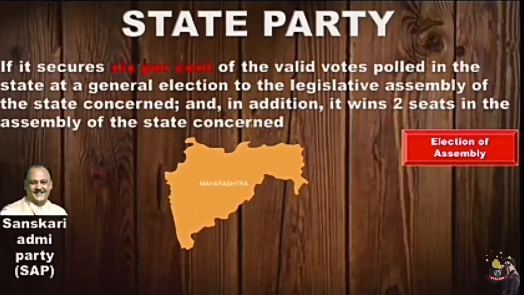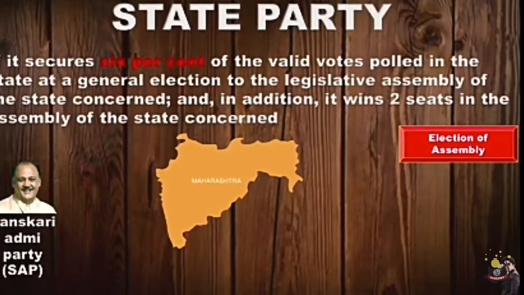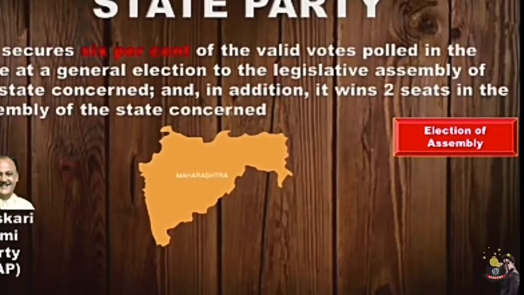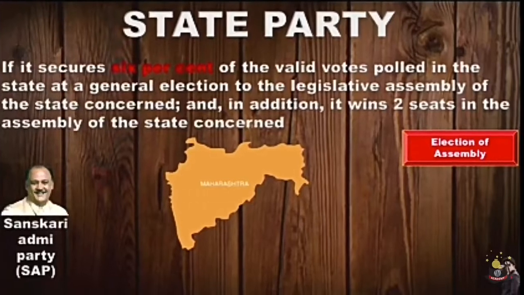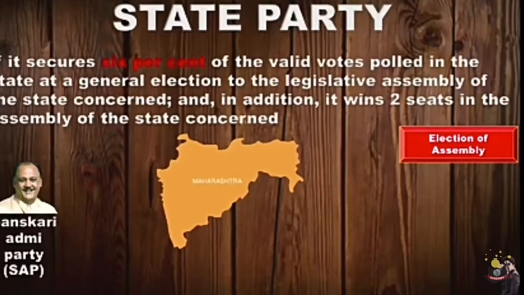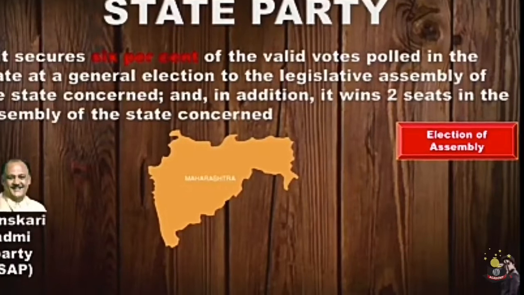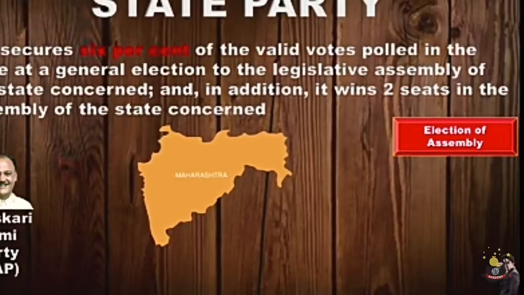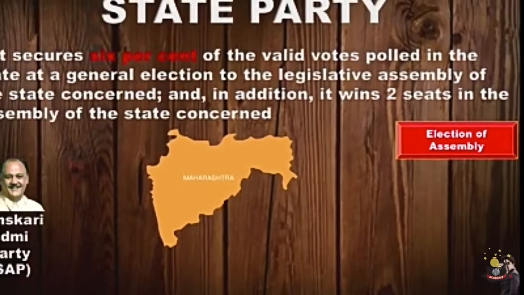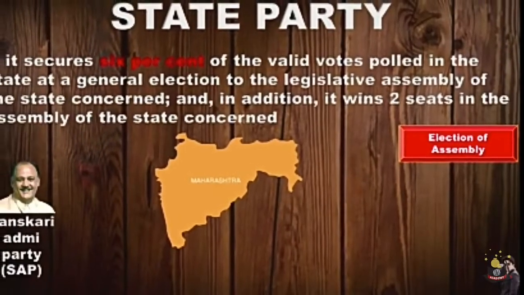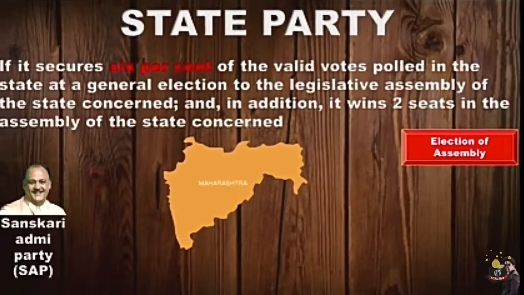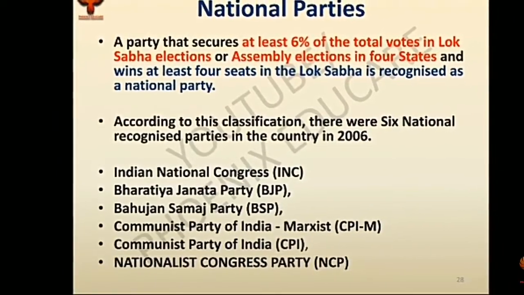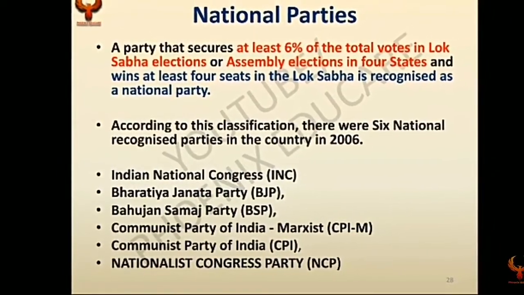Now I am going to tell you the criteria that is required in order to be recognized as a state party. You must memorize this. A party that secures at least 6% of the total votes in the election to the Legislative Assembly of a state and wins at least 2 seats is recognized as a state party. Understood, no?